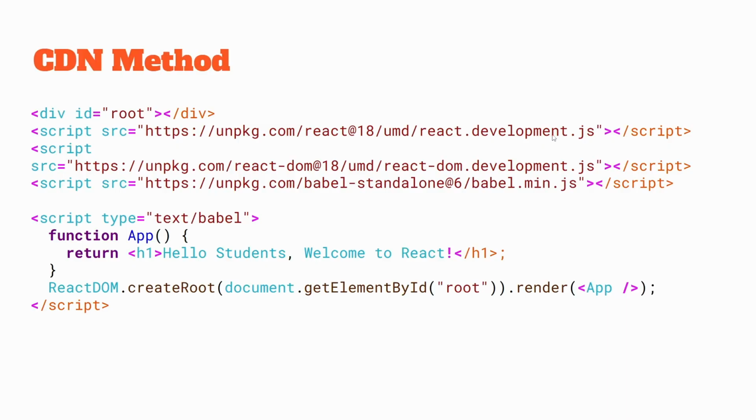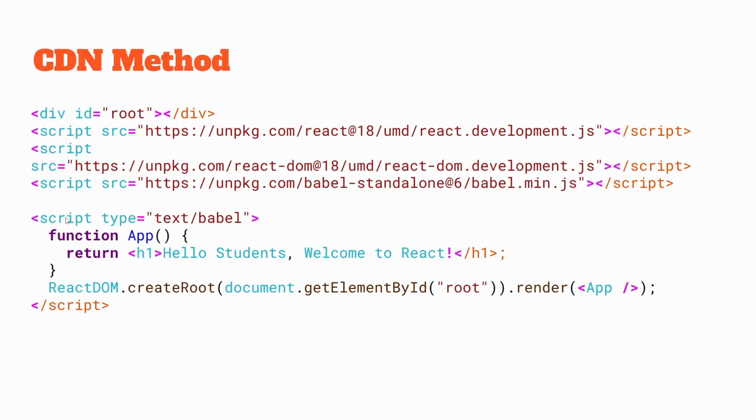The first one is the React file. This is the actual React library. Then you have to also include React DOM, which manages the virtual DOM and all the stuff related to it. And finally, if you are going to use JSX in your code, then you have to add Babel to your CDN script tags. So these are the three script tags required.